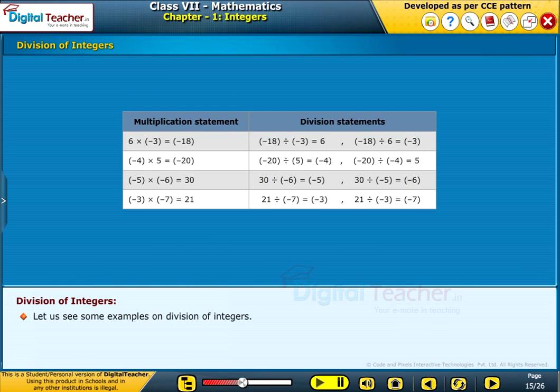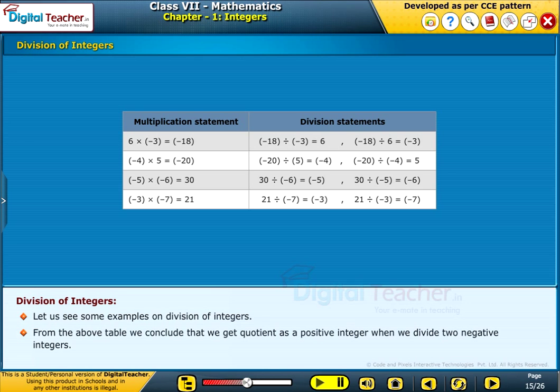Let us see some examples on division of integers. From the above table, we conclude that we get quotient as a positive integer when we divide two negative integers.